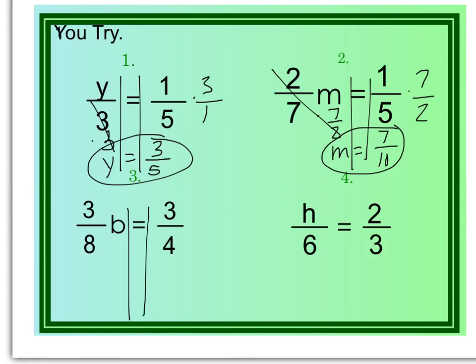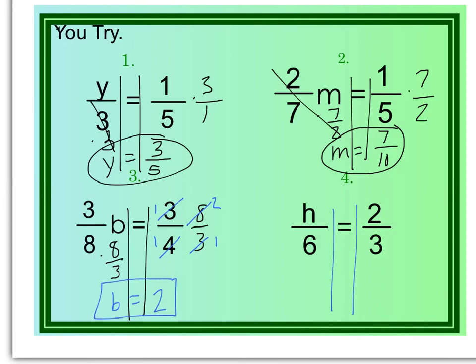The third one, I'm going to multiply by the reciprocal, 8/3. I notice I can simplify a lot before I multiply. Those turn into 1s. I can take out a 4 here. So I have 2 over 1, which is b equals 2. And the last one, multiplied by 6, which is 6 over 1. h is equal to 12 over 3, which is the same as 4.